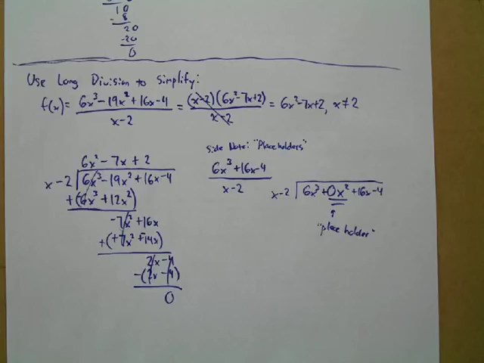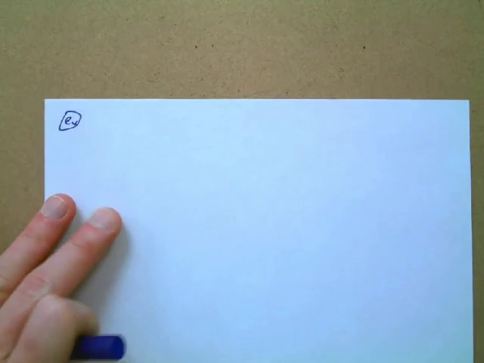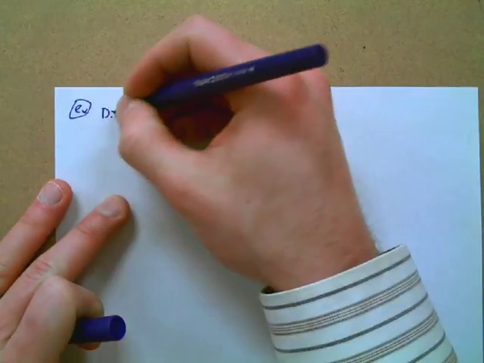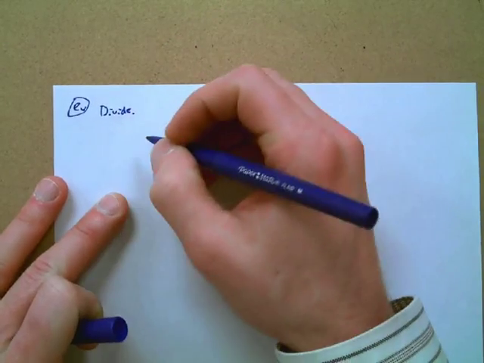All right. Let's divide x to the fourth minus 10x squared minus 2x plus 4 all over x minus 3.